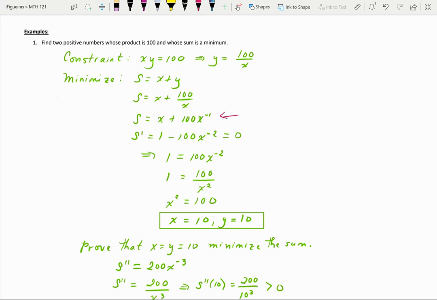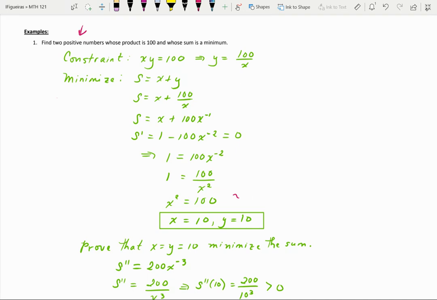All right, so now we take the derivative and we set equal to 0. So s prime is 1 minus 100 x to the negative 2 equals 0. So I'm going to move the 100 x to the negative 2 over to the right side and rewrite it as a proportion. So I have 1 equals 100 over x squared. Cross multiply, you get that x squared is equal to 100. Now normally you would say then x is equal to plus or minus 10, but remember the original problem said that we're looking for a positive number. So you really only need to say x equals 10.